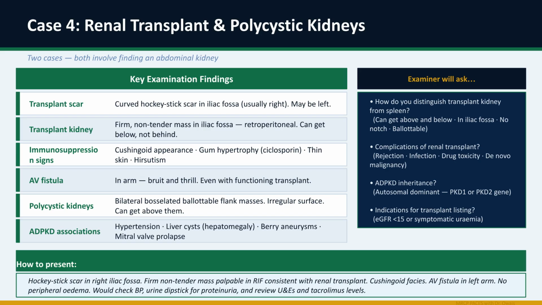Presenting. I found a well-healed curved scar in the right iliac fossa, consistent with a renal transplant. On palpation, a firm, non-tender mass was palpable in the right iliac fossa, consistent with the transplanted kidney. There were no signs of acute rejection. I noted Cushingoid features suggesting current steroid therapy. There was no peripheral edema. I would like to check the blood pressure, urine dipstick for proteinuria, and review the renal function.